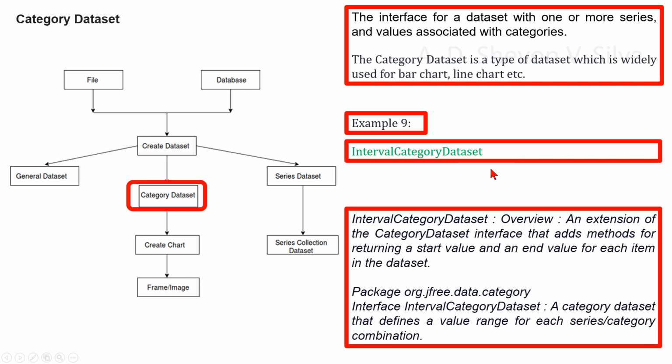Overview in IntervalCategoryDataset, an extension of the CategoryDataset interface that adds methods for returning a start value and an end value for each item in the dataset. Interface IntervalCategoryDataset in package org.jfree.data.category, a category dataset that defines a value range for each series or category combination.